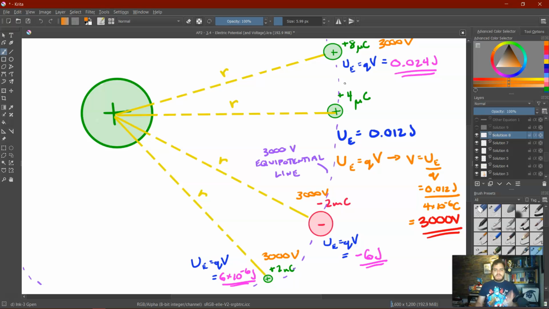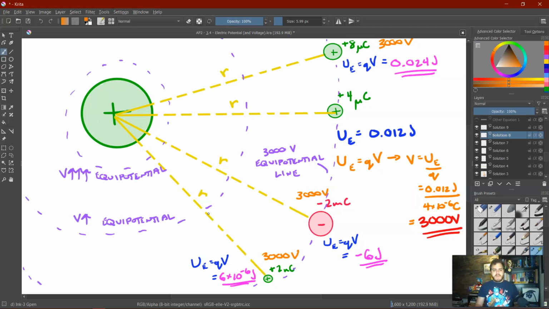Now let's say though that we went closer to that source charge. Well, if we go closer, we know that the electric potential energy would go up, so that tells us that the electric potential energy per unit charge, or the electric potential, would also go up. So if I move in closer, I'm going to get a bigger equipotential, and if I move even closer, the equipotential is going to go even higher. I'm going to get an even more positive number.